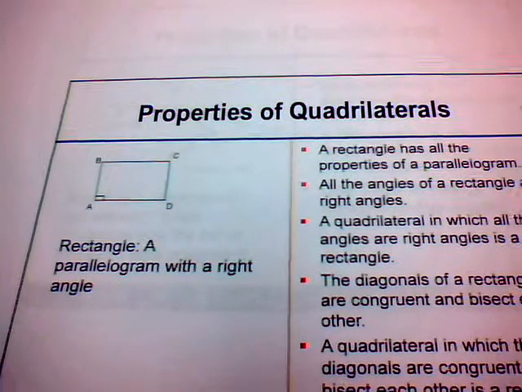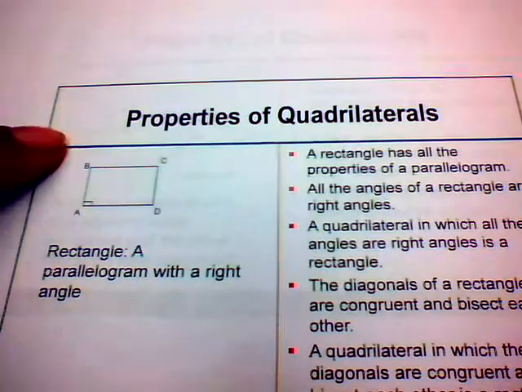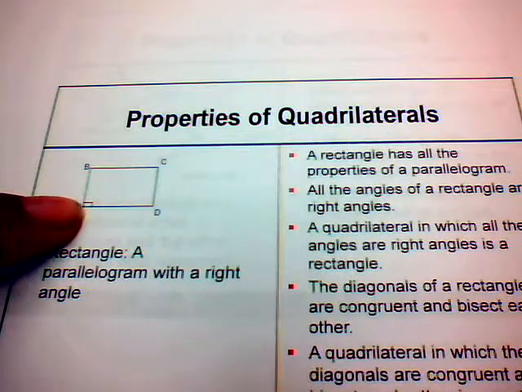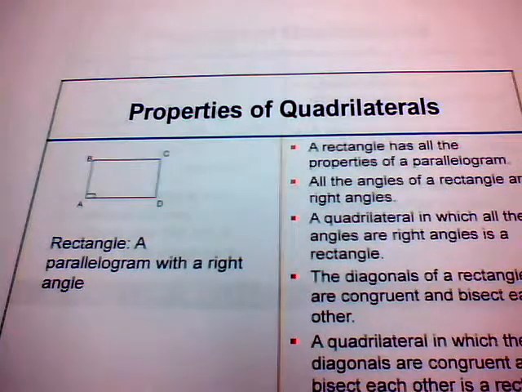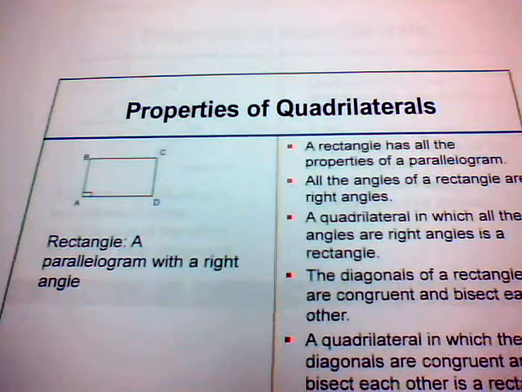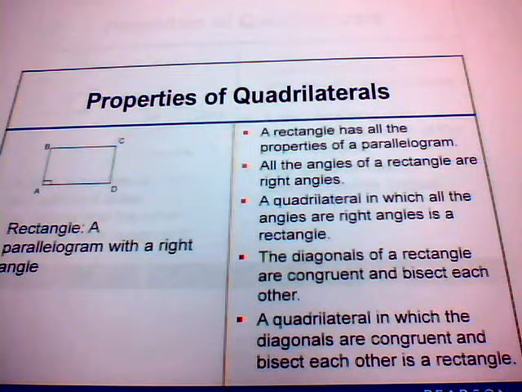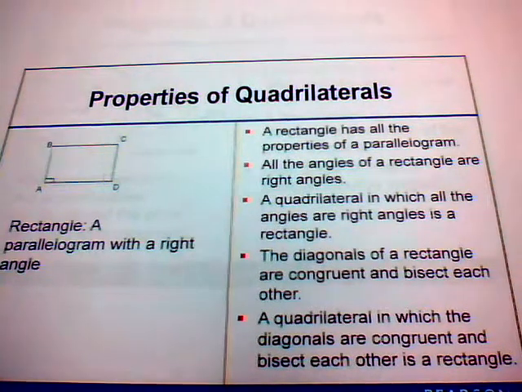Okay, next is a rectangle. It is a parallelogram with a right angle. So in this case here, if angle A is a right angle in that parallelogram, then that means you have a rectangle. Okay, a rectangle does have all the properties of a parallelogram.